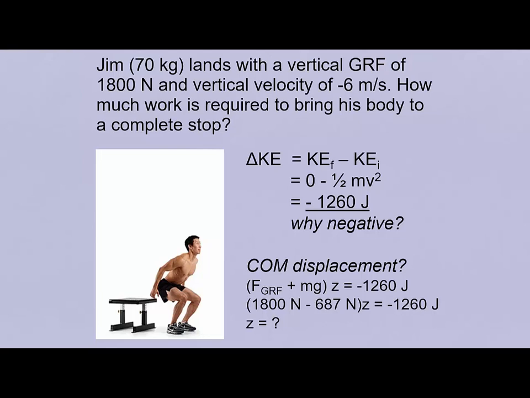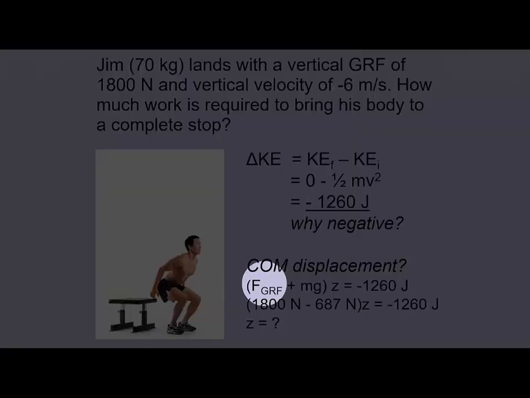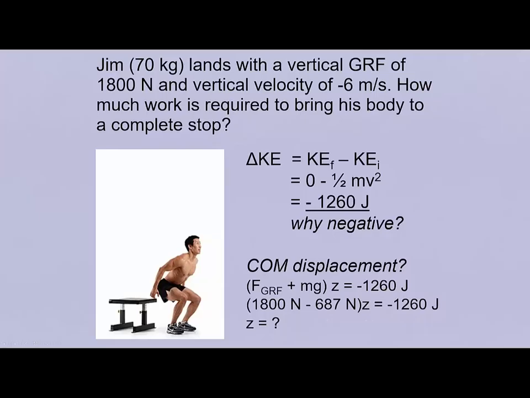Now, by extension, we can use the work energy theorem to calculate the displacement of the center of mass. And this is the exact same equation I showed you. This is work. This is the net force multiplied by displacement, and you set that equal to the change in kinetic energy that we found here. So negative 1,260 joules. Do the math, and then you solve for z. So go ahead and try that on your own.